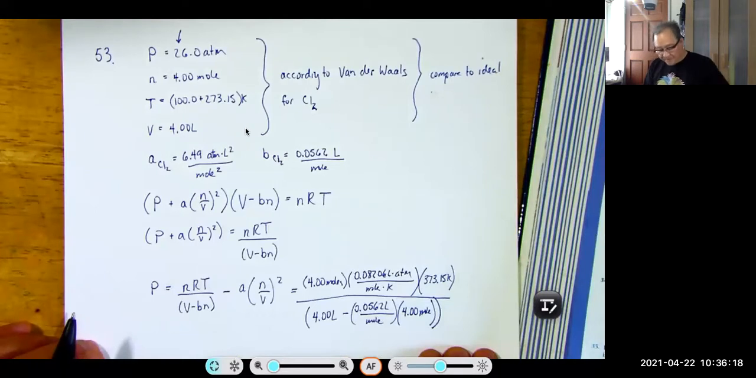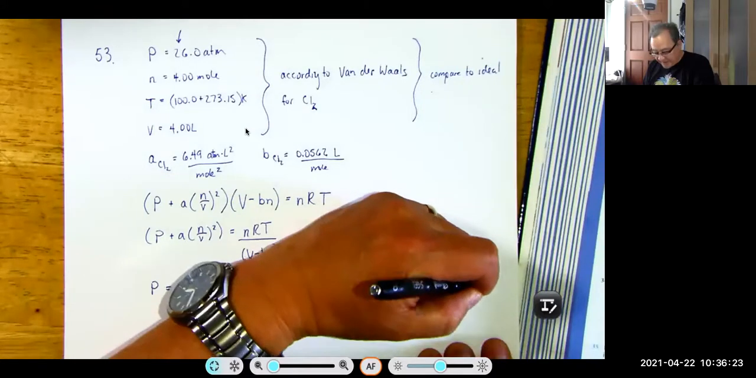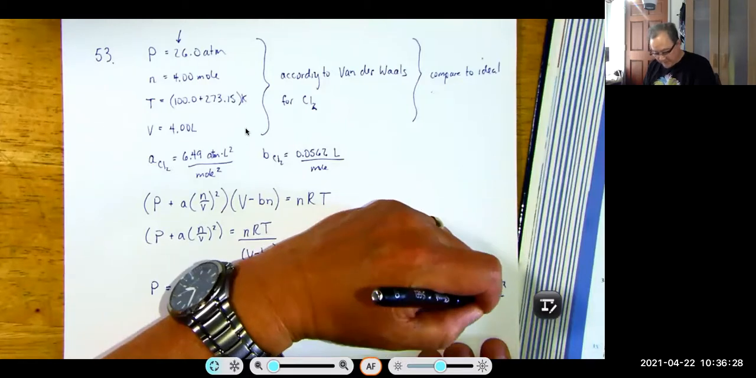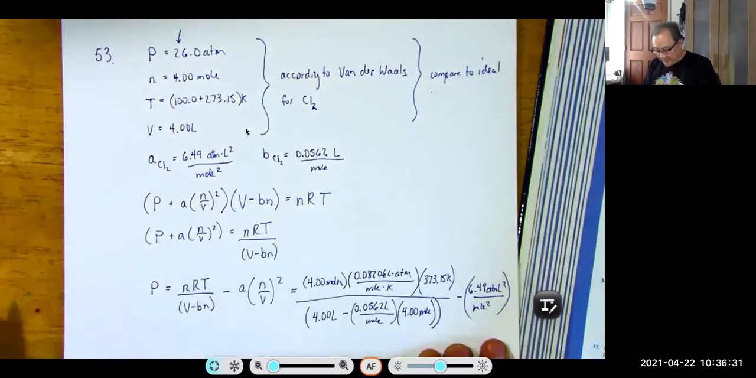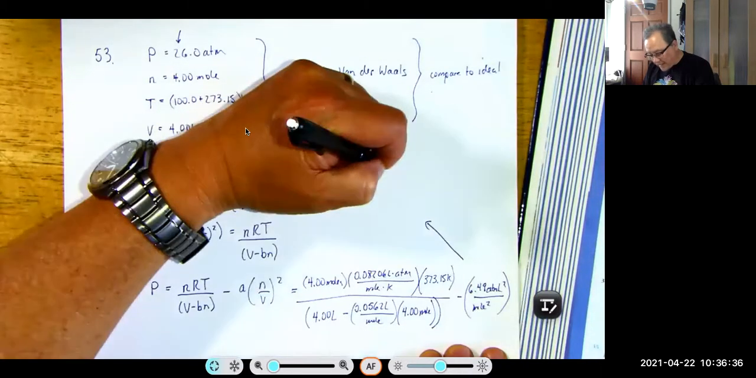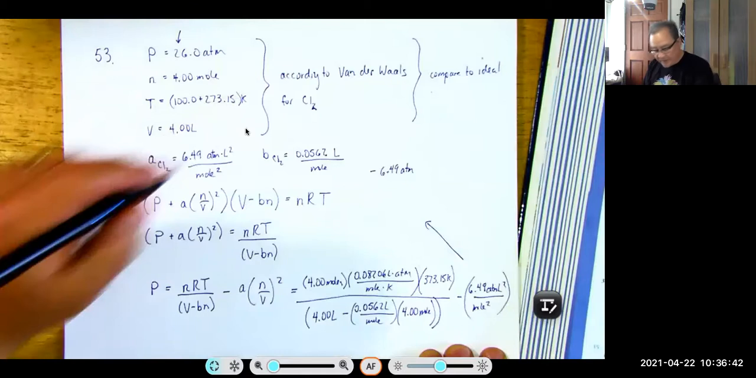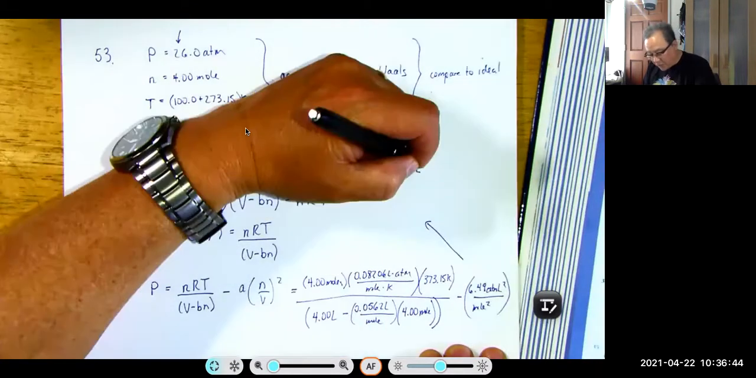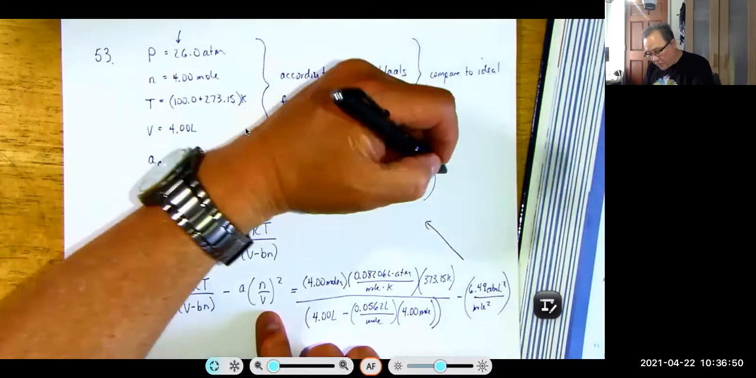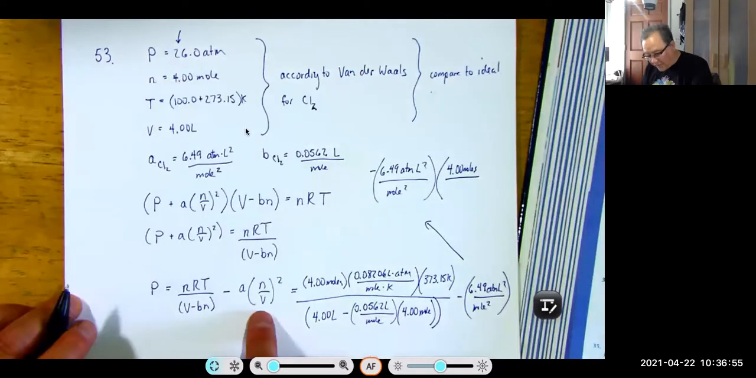Now minus what? A. 6.49 atmospheres liters squared over moles squared. That's A. And then I've kind of run out of room, so I'm going to write this up here, minus 6.49 atmospheres liters squared mole squared. That's A. N is 4 moles, right? Yeah. And V is 4 liters.